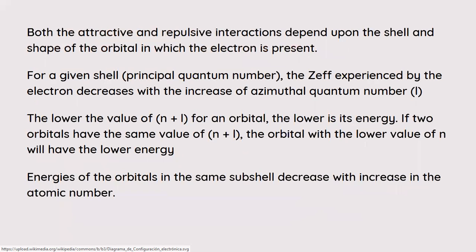Both attractive and repulsive interactions depend upon the shell and the shape of the orbital in which the electron is present. In the case of our s orbital, they are of spherical shape, right? So these orbitals will shield the nuclear charge much better compared to our p orbitals, which have a lobe shape, right? Similarly, p will shield it better compared to d. And even though all these orbitals are present in the same shell, the shielding effect given by each of these orbitals is going to be different.